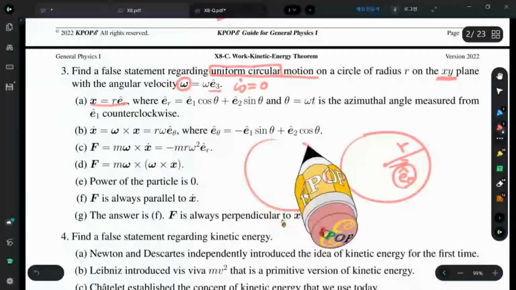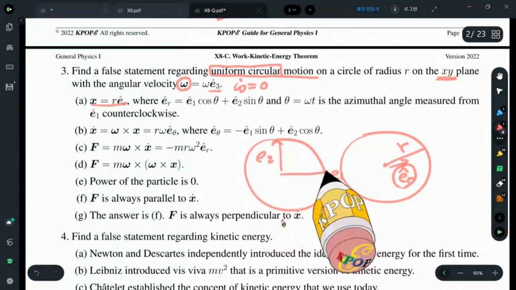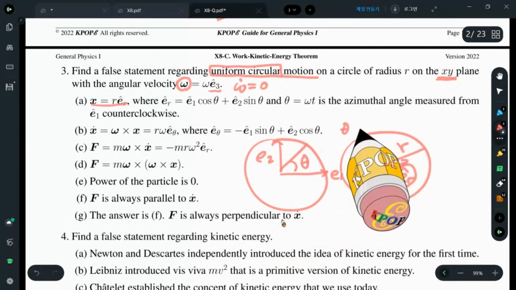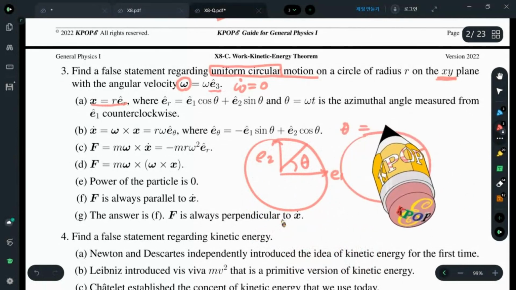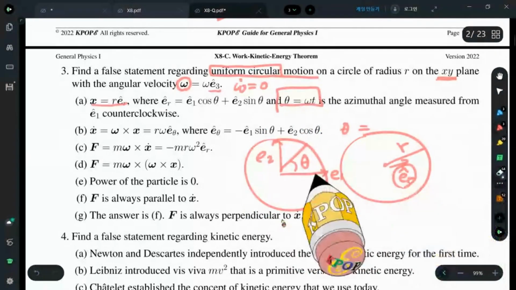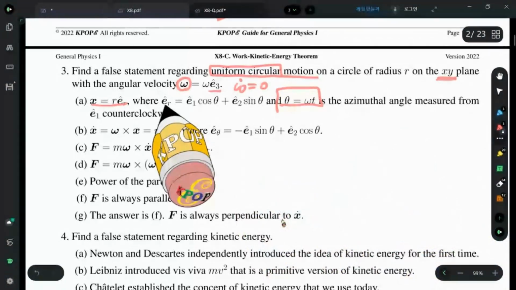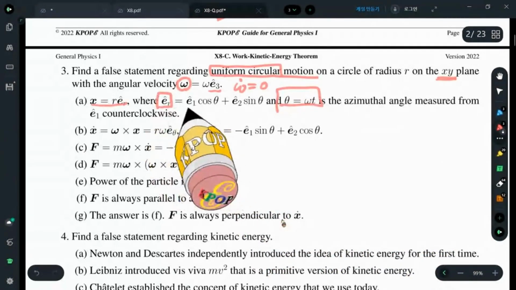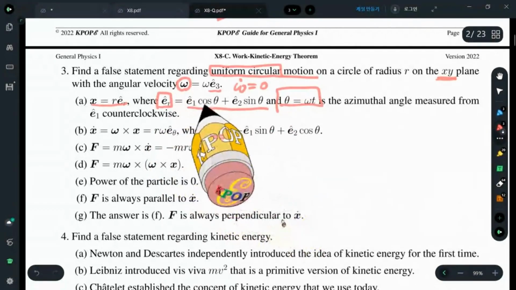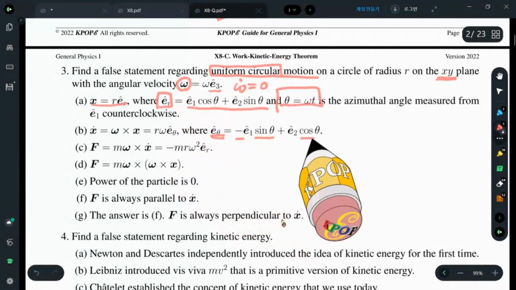This one rotates. This is E1 and this is E2, and ER makes an angle theta, and this theta equals omega t. So the unit radial vector is cosine, sine, and the unit tangent vector is this one replaced with minus sine. This one becomes cosine.